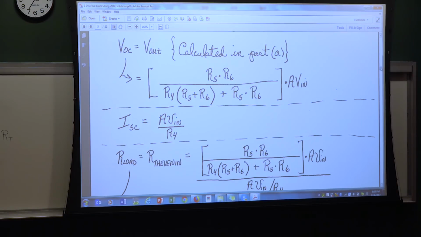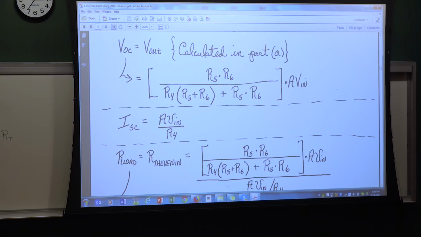How can we just assume that the open circuit is equal to V out? We're not assuming. We're told, although it's not written down, that V out equals V open circuit. Let me see if I can prove that to you. We are actually told in the problem, in the drawing itself.